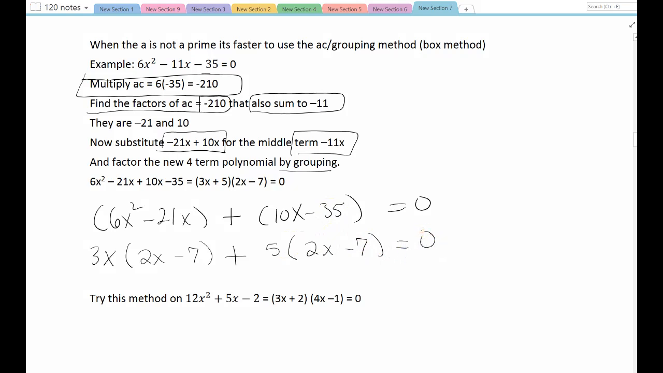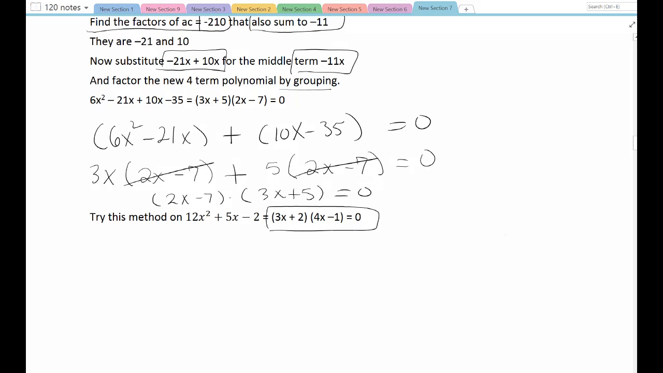The tell that I've done this right is that the two groups that are left in there should match, because that's my next step. I pull that group out. So I pull out the 2x minus 7, and then I'm left with a 3x plus a 5. And there is my quadratic factored into two groups. The group 2x minus 7 times the group 3x plus 5, which now I've got my two factors and I can solve.